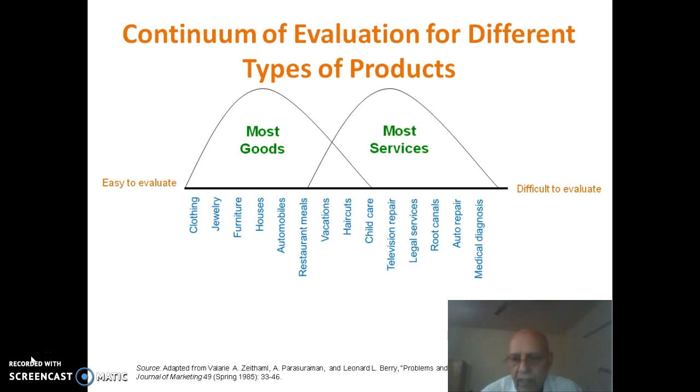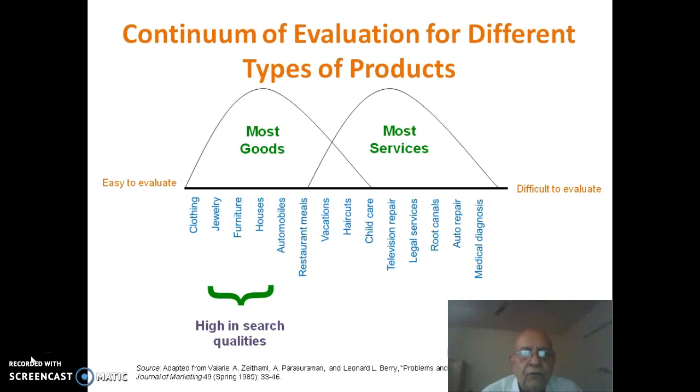Okay, now in order to understand this a little better, what we do is we introduce 3 types of evaluation over here. First is the high-end search qualities. With these products, what happens is we can search for the product, we can evaluate the product based on the search that we have done. Merely by searching, by looking at the product, we can evaluate the product.